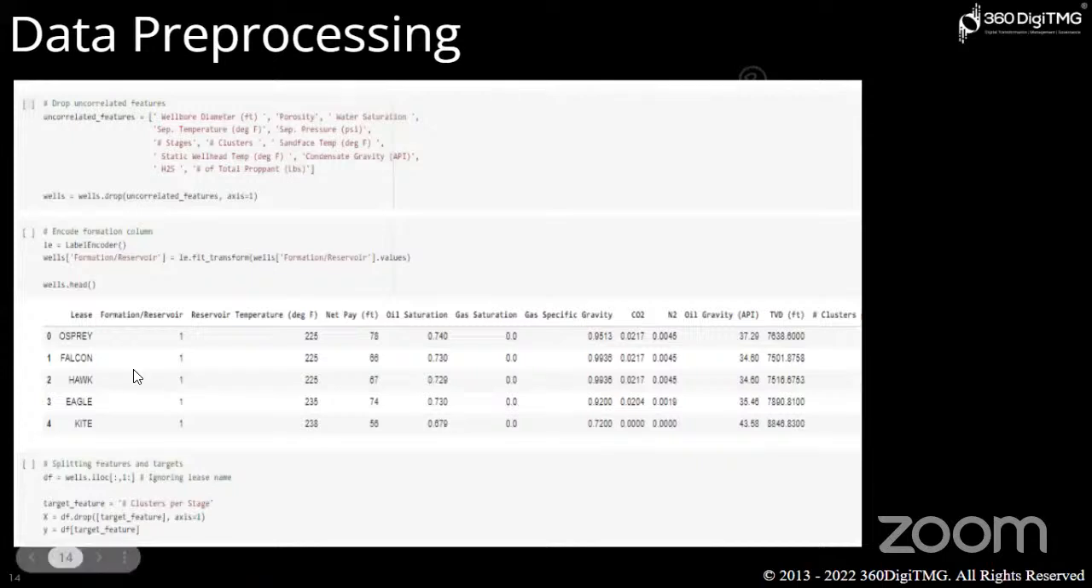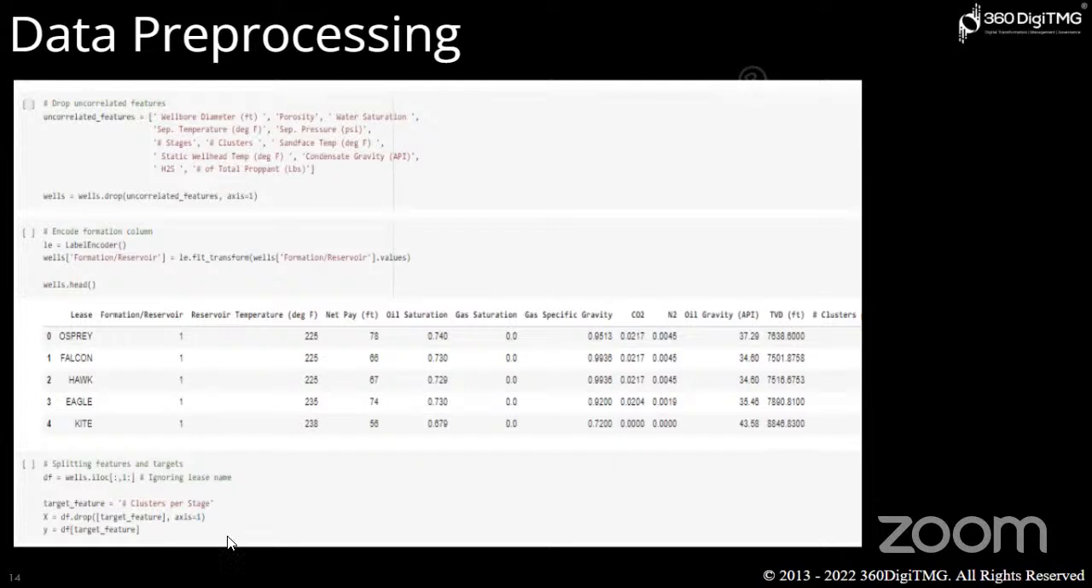Remaining all values except lease. I don't want to take the lease value. It's nominal data and that doesn't have any influence on my data. So I want to leave this particular column. I am ignoring lease and I am taking the remaining data. This is my independent data.